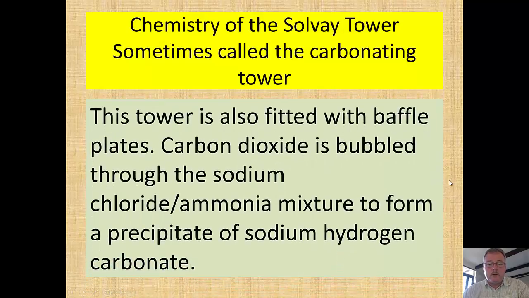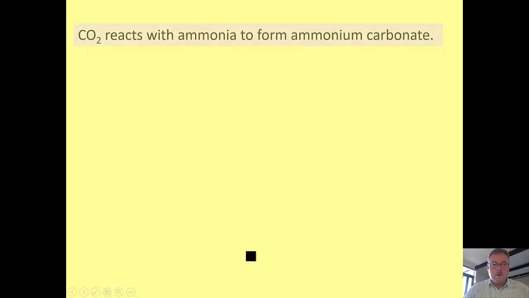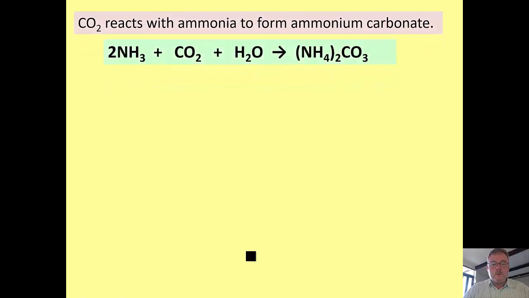So in that Solvay tower, we have a tower fitted with baffle plates, and the carbon dioxide is bubbled through the sodium chloride and ammonia solution mixture, and that forms a precipitate of hydrogen carbonate back at the bottom of the tower as it cools, leaving the ammonium chloride over. The CO2 reacts with those, and you can see these equations are balanced. So this is in our carbonating tower.